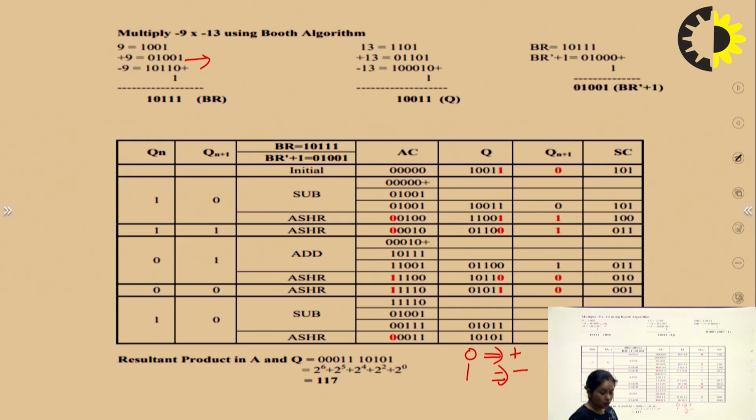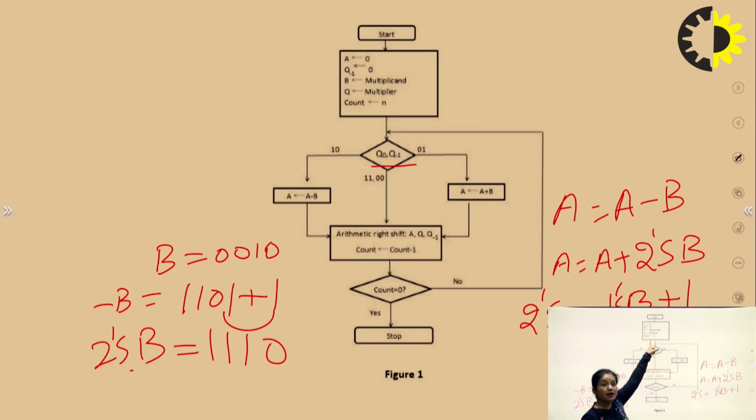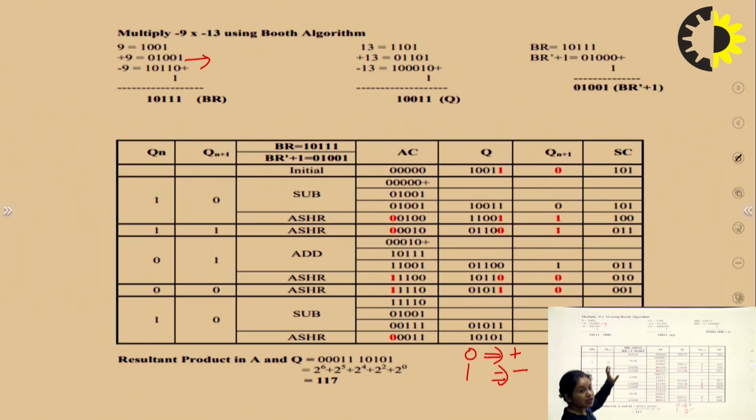So let's go to the previous slide, so the concept will be clear. The multiplicand will be transferred into B, or we can say BR. So here I have transferred that value. So BR initial value will be the 2's complement of 9. Now we need to check the multiplier value also.